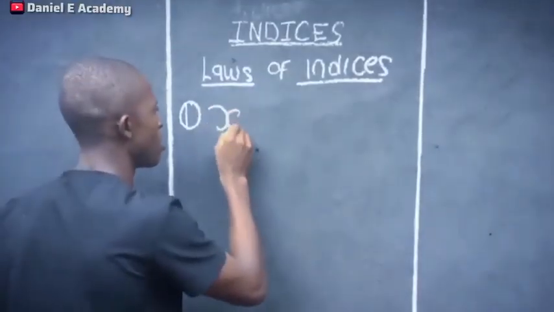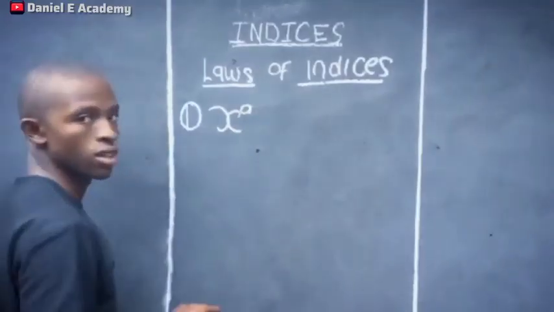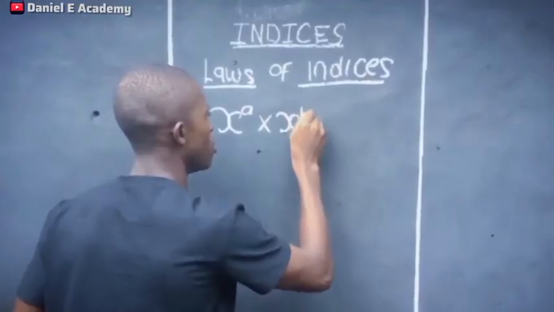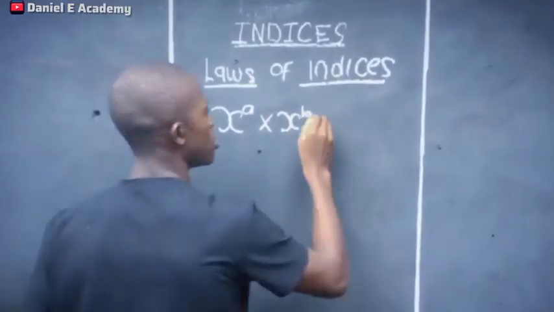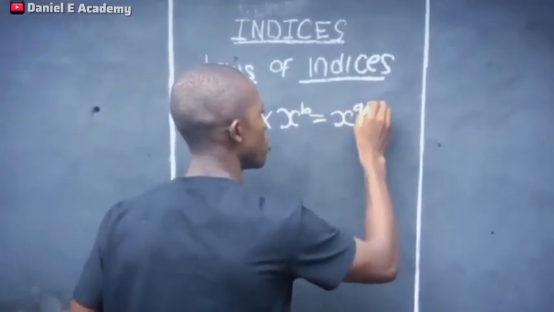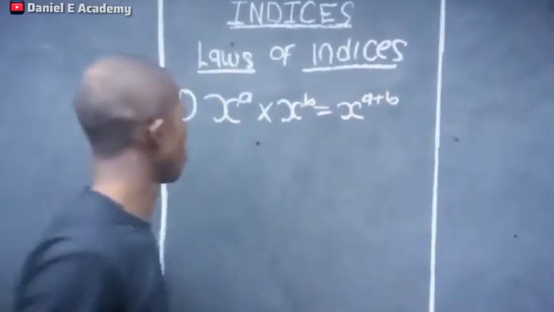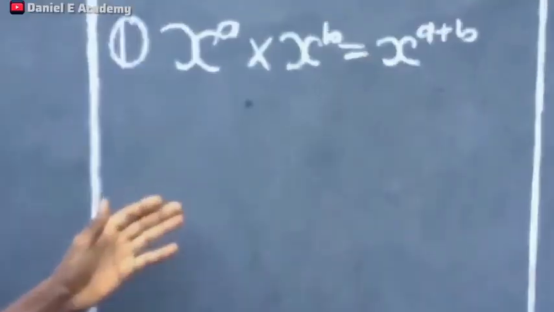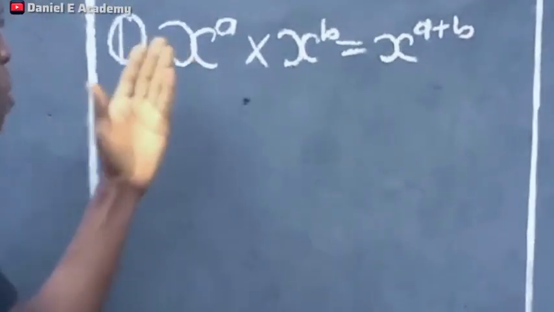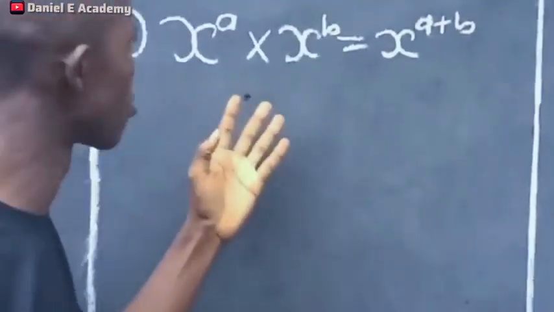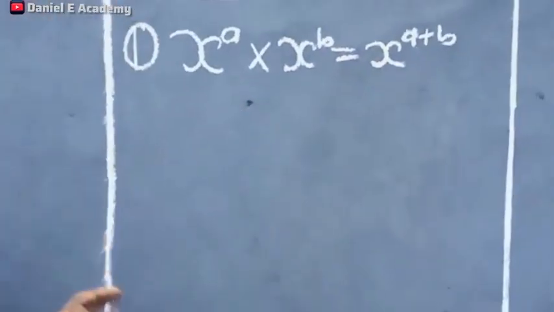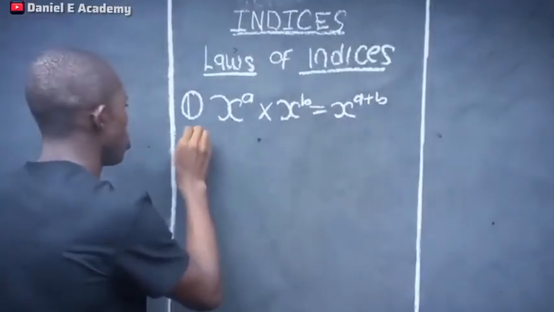x to the power of a multiplied by x to the power of b states that x to the power of a plus b. What this law is trying to tell us is that whenever you have a letter or a number to a power, when they are multiplying themselves, you add the powers. Simple. That is what this law is trying to tell us. Law 2.